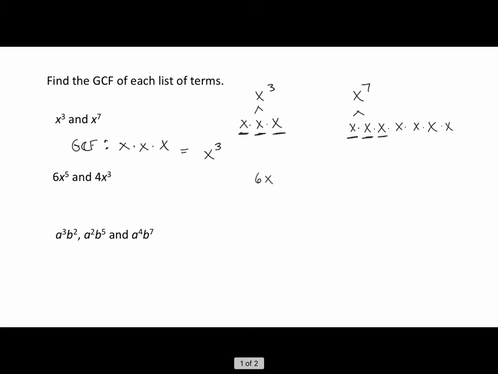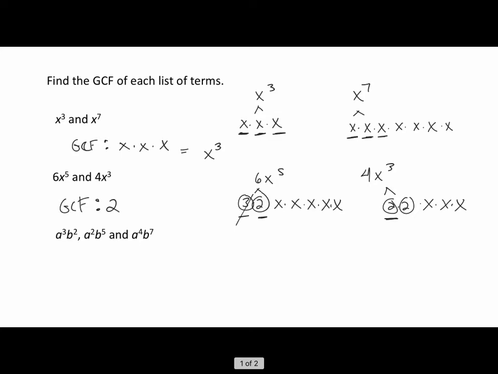Our next example, 6x to the 5th and 4x to the 3rd. So 6 is 3 times 2 and x 5 times. And 4 is 2 times 2 and x 3 times. Okay. So greatest common factor here, let me start with 3. Is there a 3 in common between these two terms? No. How about 2? Yes, there is a 2 in common for both of these terms.